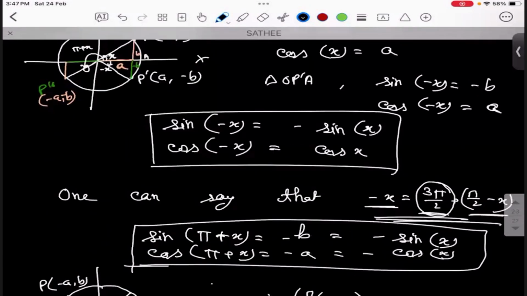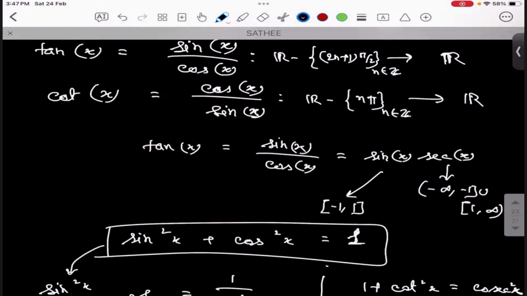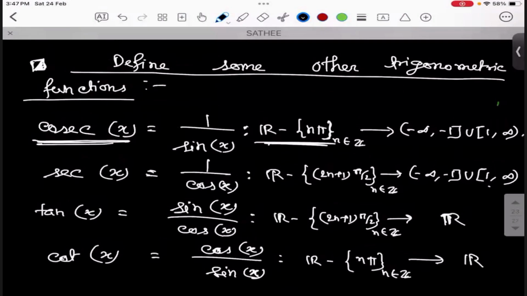We have discussed the sign of sin x and cos x. Now, what about the sign of cosec x, sec x, tan x and cot x? Where the sine function is positive, clearly the cosec function is positive. Where the cos function is positive or negative, depending on that, the sec function will be positive or negative. What about tan x? Tan x will have the negative sign when sin x and cos x have opposite signs.